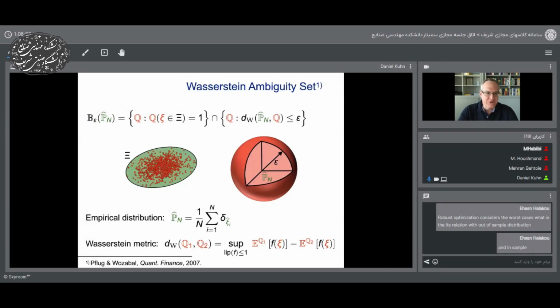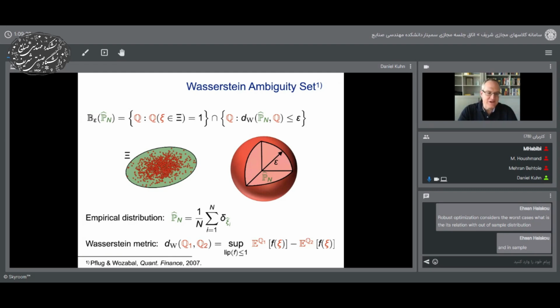And now, as the ambiguity set, I define it basically as the family of all distributions Q that live on a given set, capital Xi. You should think of this as the support set of the distribution. And the distribution Q should have a distance of at most epsilon from the empirical distribution. So you should think of this ambiguity set as a ball in the space of distributions, where the center of the ball is the empirical distribution, and the radius of the ball is a parameter epsilon that I choose.